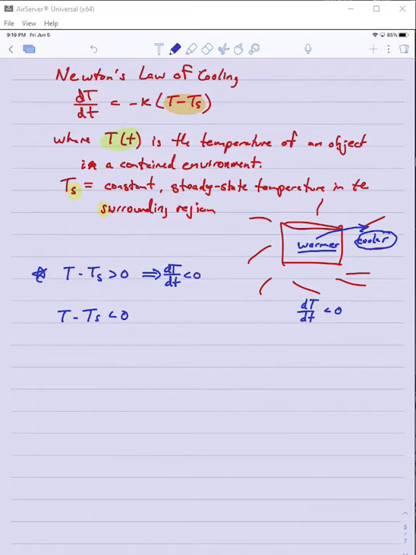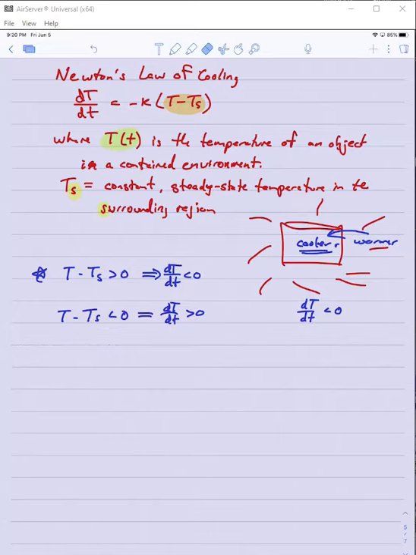Similarly, if T minus T_S is less than zero, then of course that means T is less than T_S. So that means the situation is switched now. It means this is cooler inside, this is warmer outside, which means the heat flow should be from outside to inside. That means it's warming up on the inside. It means dT/dt should be positive.